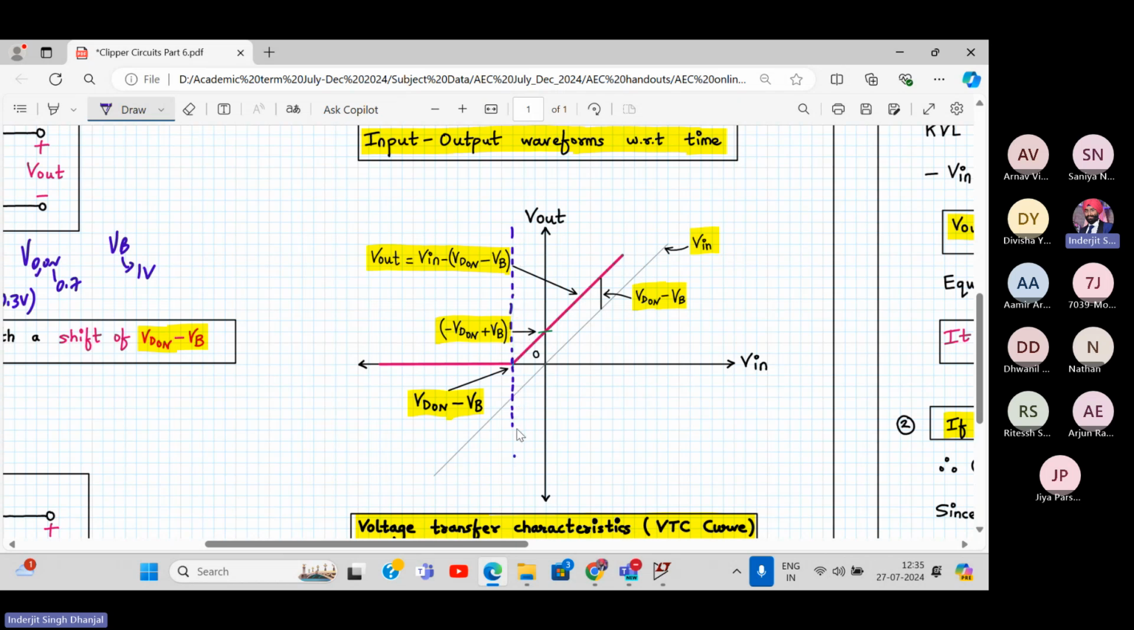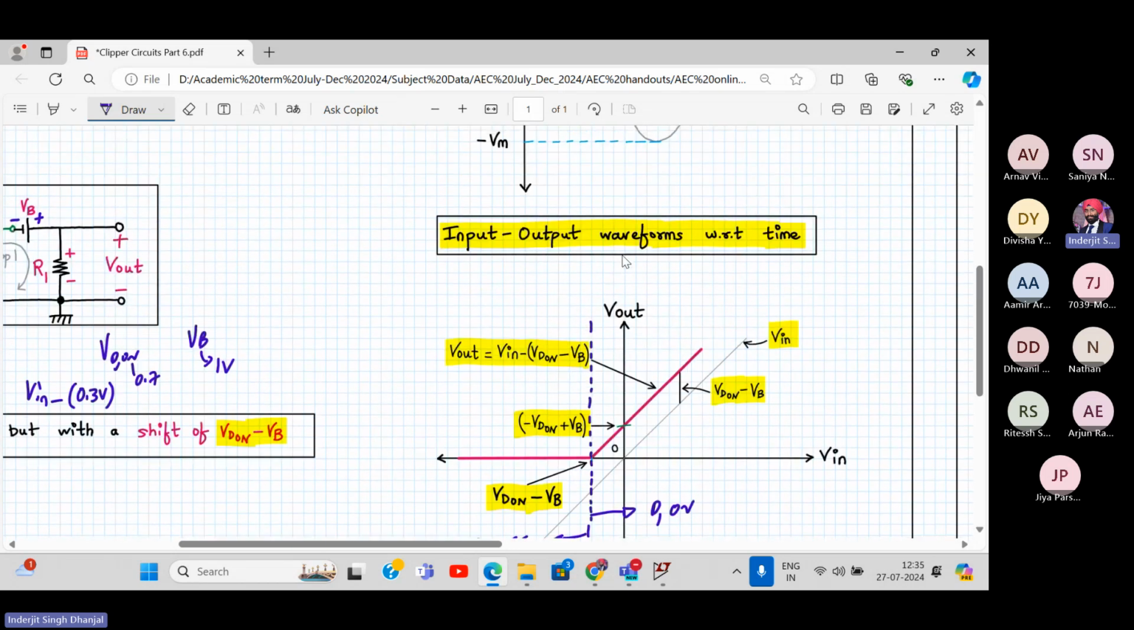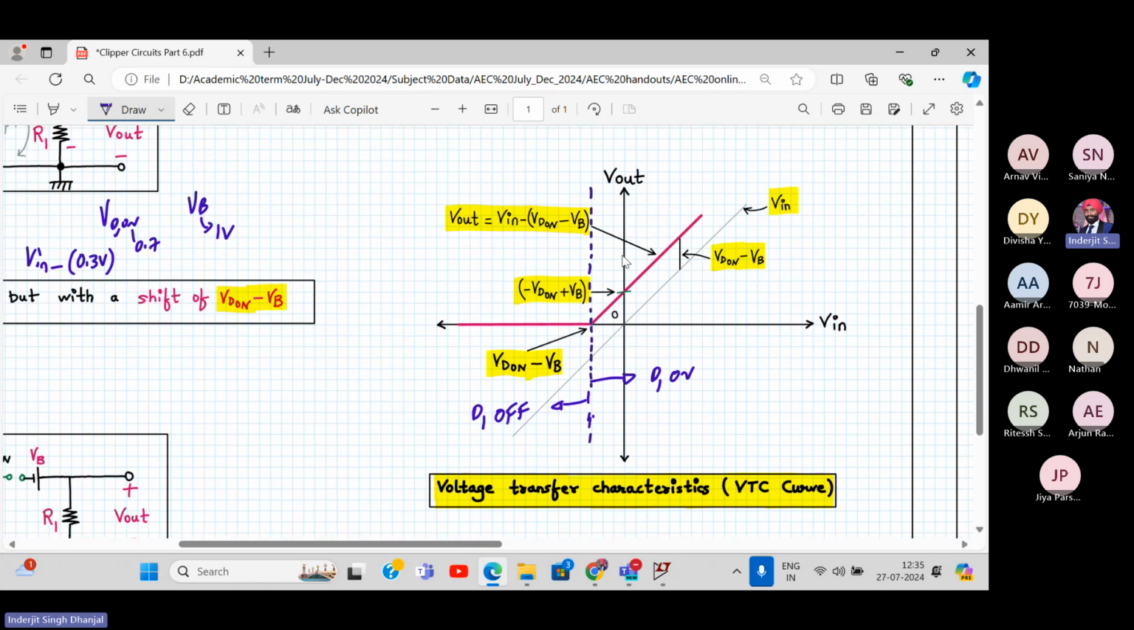VTC curve is simpler to draw. On the right hand side, my diode is on. On the left hand side, my diode is off. Okay. Vin greater than VD on minus VB, diode on; Vin less than VD on minus VB, diode off. VTC curve is quite simple. If it is off, it will be 0. If it is on, it will follow this new line, Vin minus VD1 minus VB. Okay. Now drawing the input output, I hope this is clear.